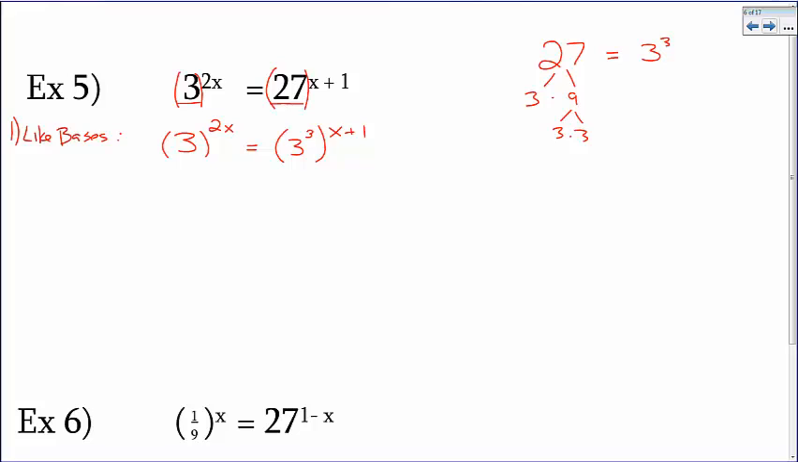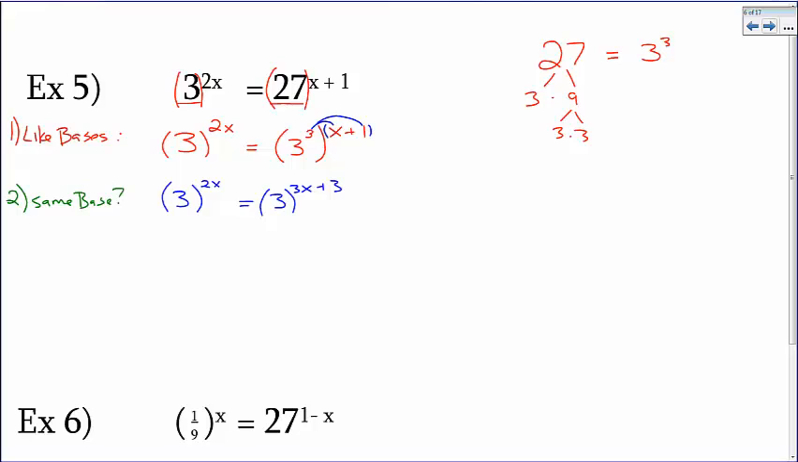Note that I now have a power law situation on the right side. So I multiply the exponents together so that I have 3 to the power of 3x plus 3 on the right, and on the left side I have the same 3 to the 2x power. Now you can see that I have both sides of the equation with the same base, and I can proceed to step 2.